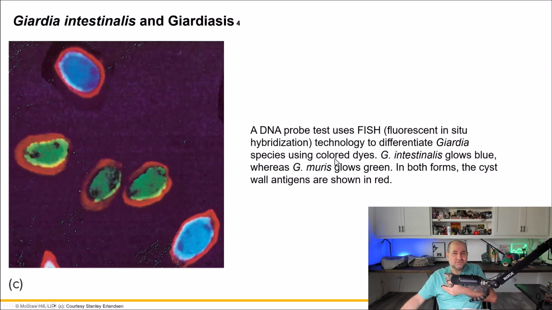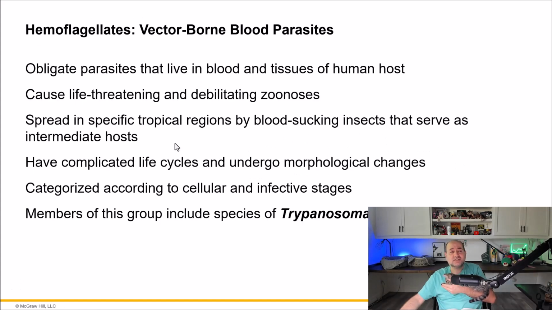Here's an example of using fluorescence in situ hybridization, or FISH technology, in order to identify Giardia properly. Next, we're still talking about flagellated protozoa, but now we're talking about the hemoflagellates, vector-borne blood parasites. These are obligate parasites that live in the blood and tissues of human hosts. They cause life-threatening and debilitating zoonoses. Do you remember what a zoonosis is?